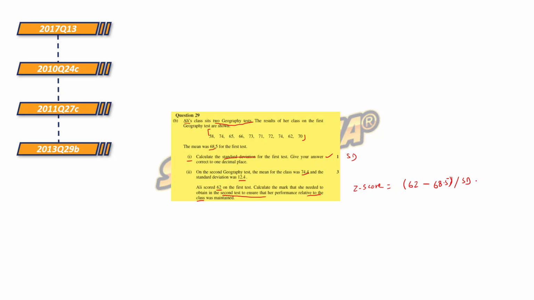Once you have this score, and let's say this is minus 0.3, I'm just making up a number. The question is asking you to tell me what mark Ali needs to get in the second test so that it has the same Z score as the first test. So that's where you're again going to apply the formula, this time with the second test's mean and standard deviation, which would be this, and then you're going to calculate the mark. The formula is still easy, it's just the application that you need to really focus on here.